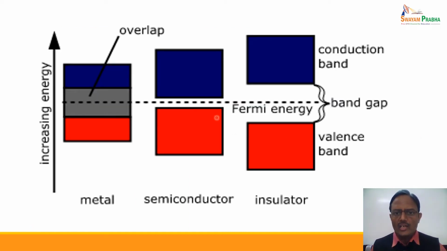There is an important concept of Fermi energy, which is the maximum energy which an electron can have at ground state at any temperature in the valence band. So this is Fermi energy. This is how the metal, semiconductor and insulator can be discriminated on the basis of the energy gap between the valence band and the conduction band.